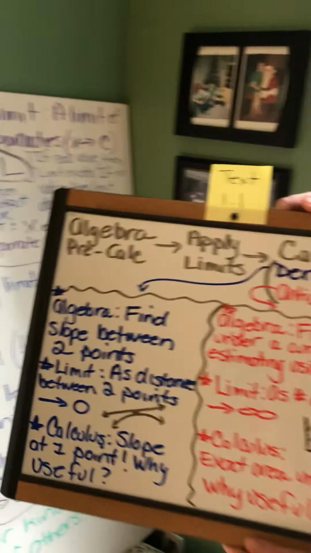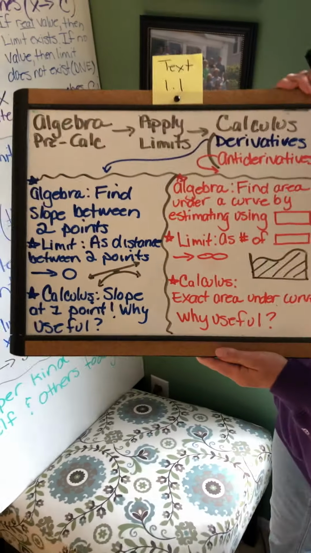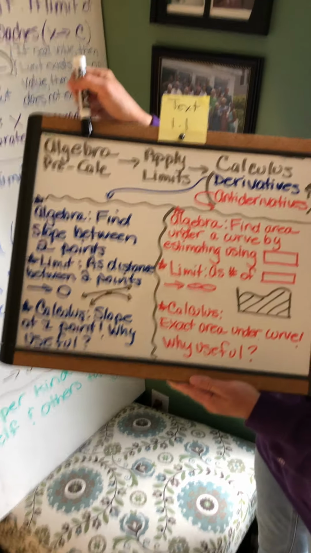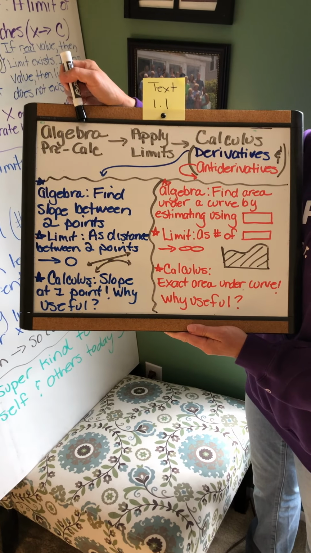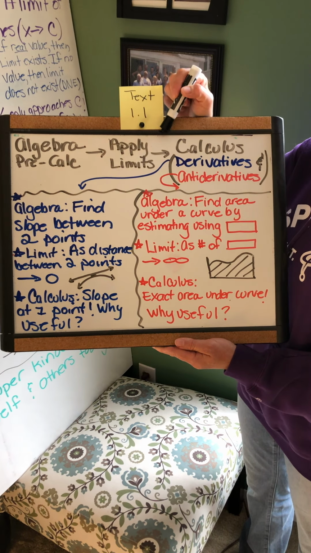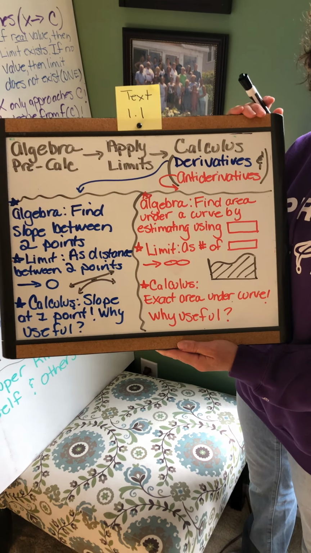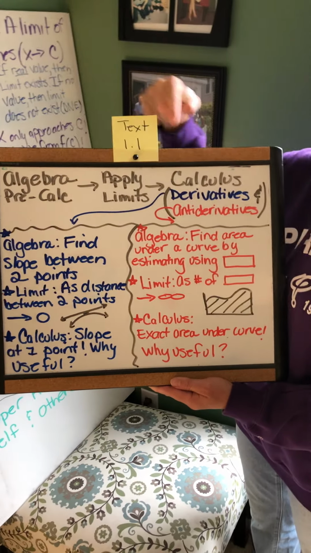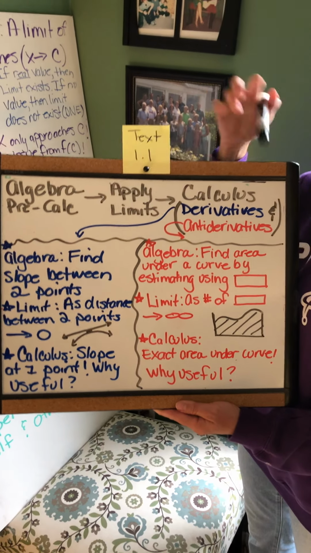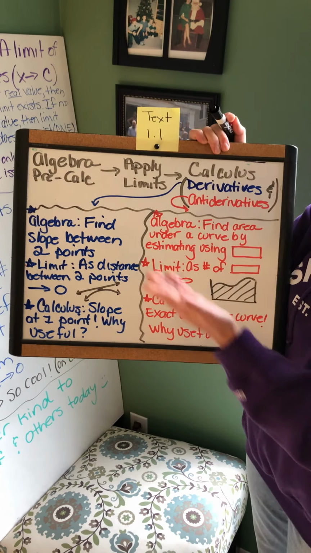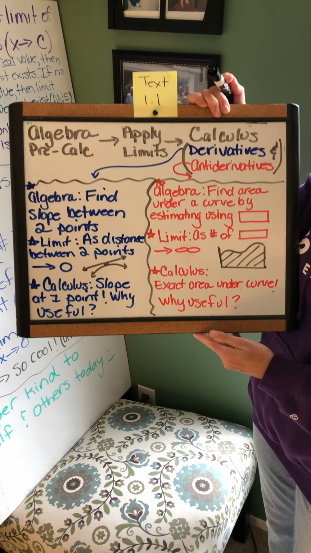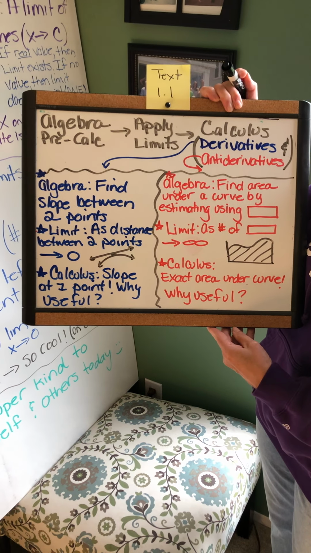On my little whiteboard here, let's go to section 1.1. You know your algebra and your pre-calculus. If we apply limits, and I'll explain what I mean, that turns it into calculus. The limits are the connection between what you know and what you're gonna learn. So what does that mean? That means on the left here, here's algebra. Find the slope between 2 points. You know how to do that, super easy.